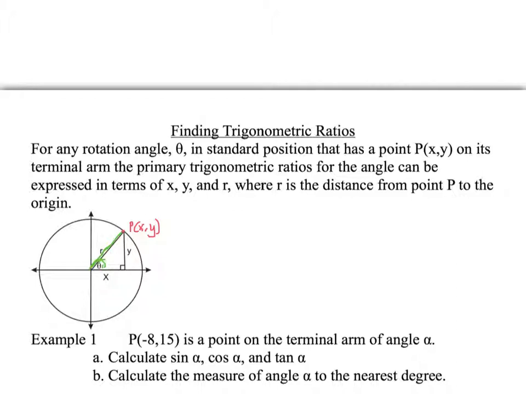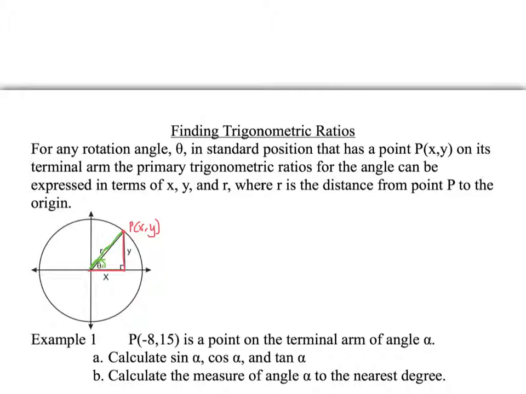Now, I'm going to draw a vertical line connecting point P to the x-axis. Okay, and we can see that by doing so I've created a right triangle, which is going to allow me to find expressions for sine, cosine, and tangent of theta using what I know about right triangle trigonometry and SOHCAHTOA.